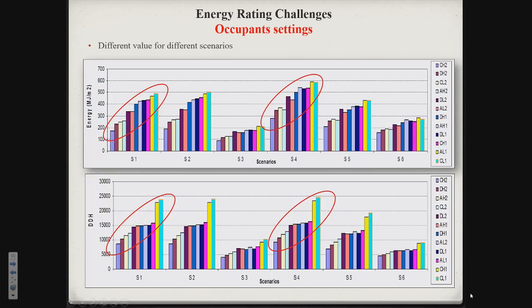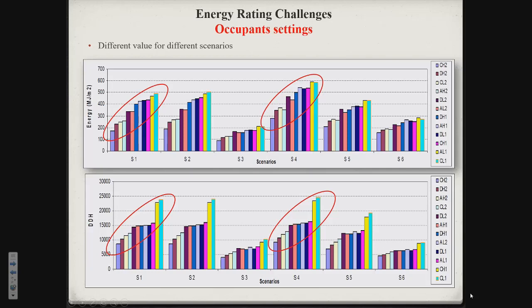For the first scenario, when I put them in order and then changed the scenario, the big difference was between scenario 1 and scenario 4. In scenario 4, all the zones are occupied for 24 hours. But the first one is based on what is defined in the accurate. You can see the order change. If this one, the light blue one, for example, gets 4 star here, it gets 2 star here.